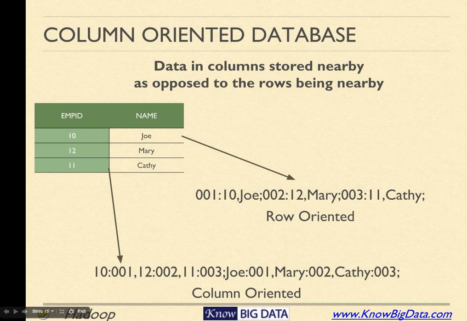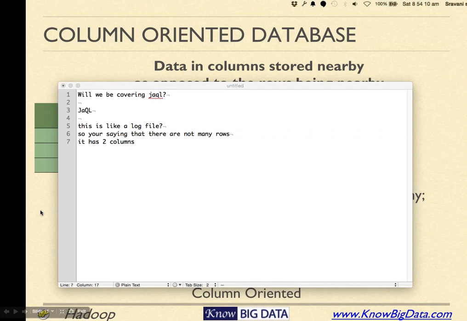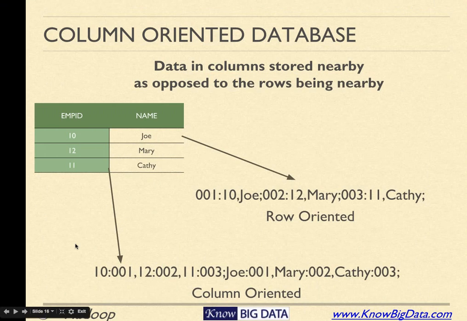Okay, so Matthew is saying that here, you are saying that there are not many rows, it has got only two columns. So it doesn't matter how many rows we have, how many columns we have. Imagine that there were thousands of columns. So first thousand values will be stored first, and then next thousand, next thousand. That's how the row oriented works. But in case of column oriented, all the column values come first. First a column is stored, then next column, and then next column.